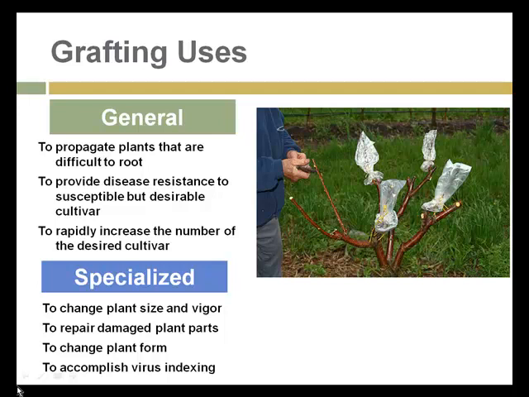And then there are some specialized uses of the technique of grafting: to change plant size and vigor, to repair plants that have been damaged, to change the plant form, for instance from full-size to dwarf plants, and to accomplish virus indexing, and that is to get a plant that's resistant to virus diseases.